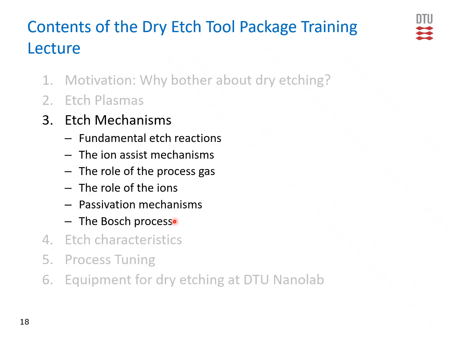So you can continue by watching this, or you can continue by watching first the etch characteristics video that will explain some of the basic characteristics we see in dry etching, and these characteristics are also being used, or some of them at least, in the Bosch process video. So if it's completely new to you, it could be a good idea to watch this first. But if you are good with the characteristics, you can continue with the Bosch process.